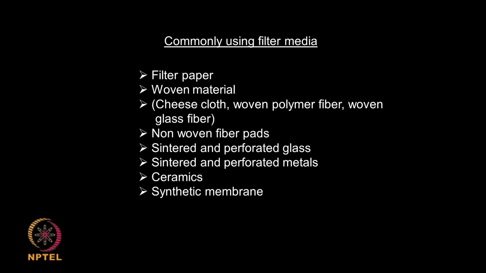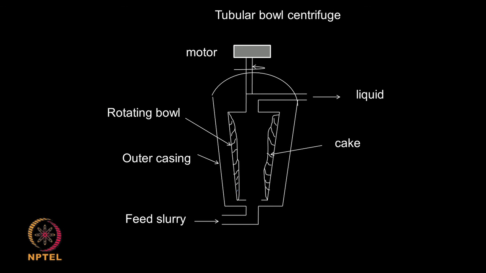Commonly used filter medium: filter paper, woven material, cheesecloth, polymer fibers, woven glass, non-woven material, sintered perforated glass, perforated metals, ceramics, synthetic membrane. So, almost anything can be used. You can perform filtration at high temperature, room temperature and so on. Okay. After filtration we have centrifuges.